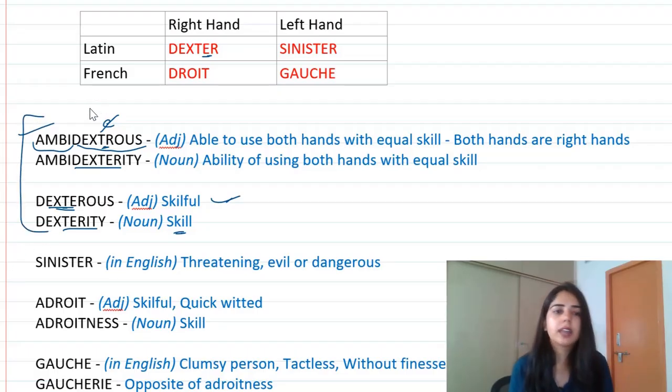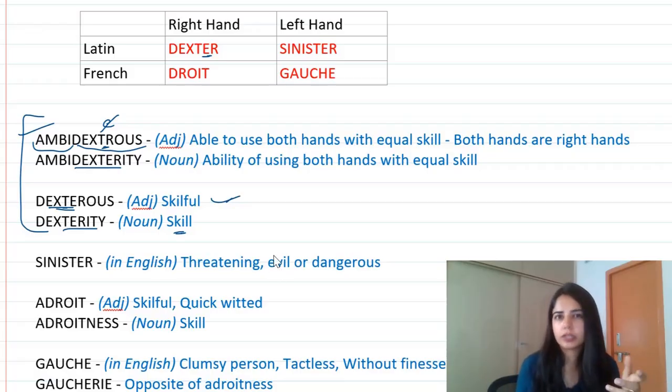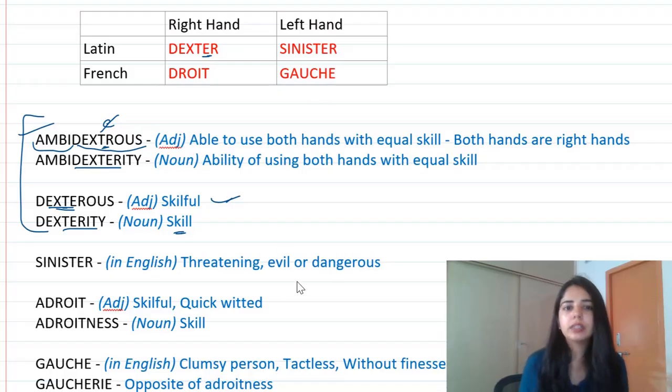Now regarding the left hand, sinister is the Latin word for left hand, but in English the word sinister means threatening or evil or dangerous. So if I say he had sinister motives, it means he had evil motives or dangerous motives, he was harmful. So this is the level of that age-old belief gone wrong, that we have considered the left hand to be evil or dangerous or threatening in English. Okay.